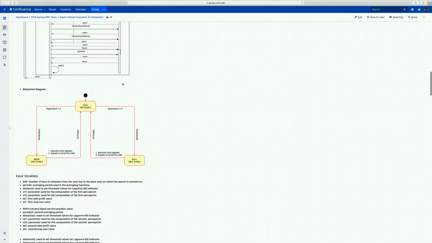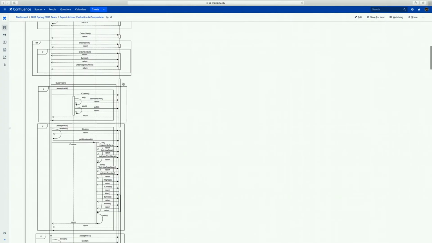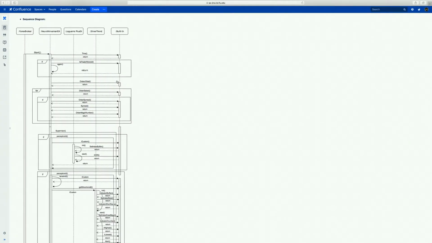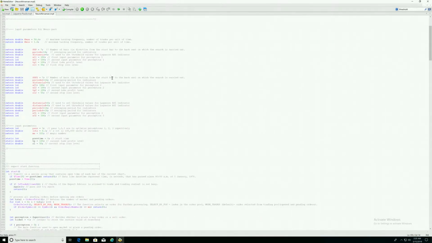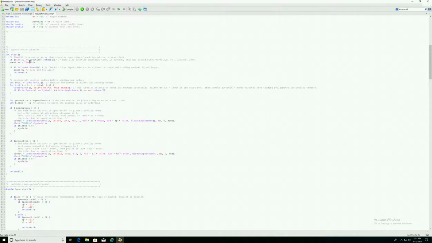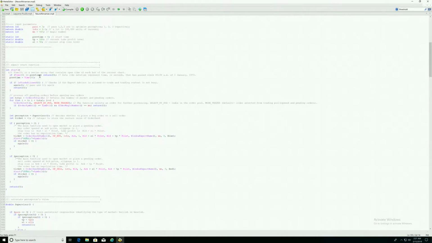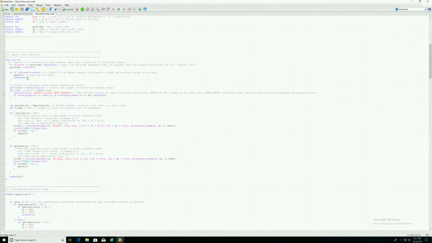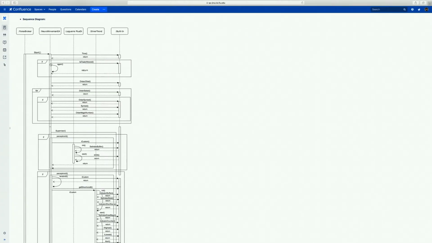The next thing that I like to do is go and take a look at the code and look at the sequence diagram as we go through the code. So here's the code for Neuronirvaman. These are the input variables again. So what we'll do is go to the start function here. The first thing that it does is try to get the current time. Then it asks if a trade is allowed. If a trade is not allowed, then it just waits. So let's take a look at what that looks like.